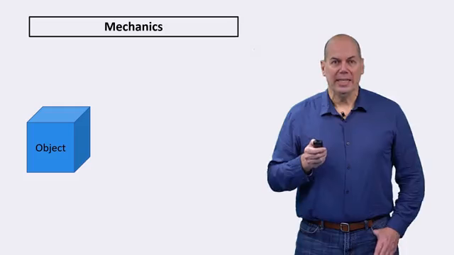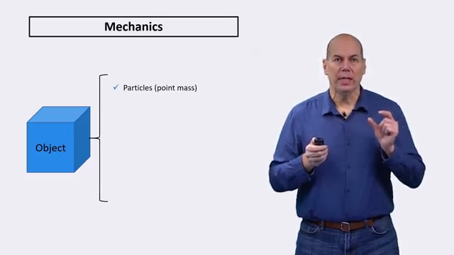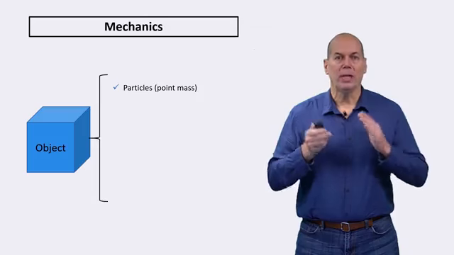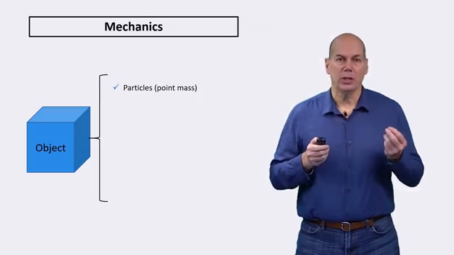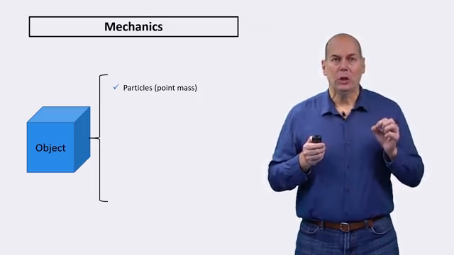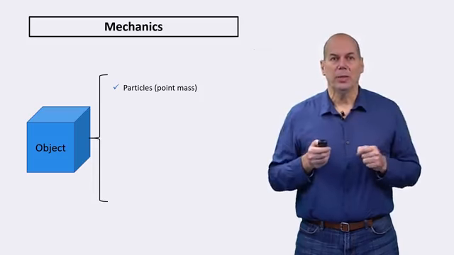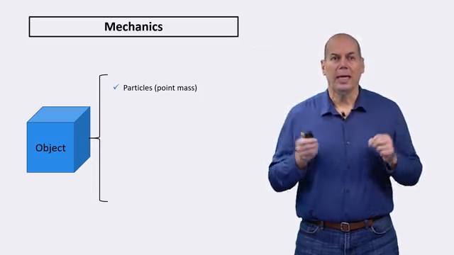The object under study could be either a mass particle. This is the case where the dimensions of the object are small relative to the dimension of the problem. For example, when we consider the orbit of Earth about the Sun, where the dimensions of the Earth and the Sun are small relative to the distance between these two objects, these two planets.